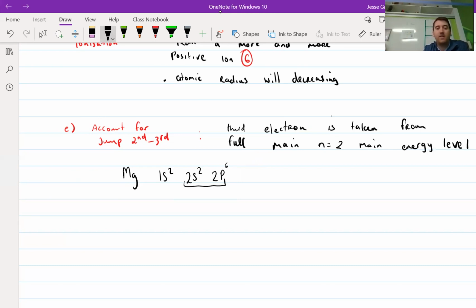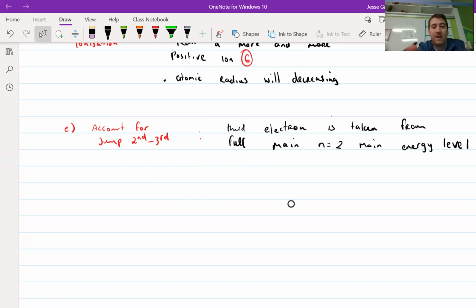Another way students say this is that the third electron is taken from a full outer shell, which will get you the marks as well. You could say it's taken from a full 2p sublevel, which will get you the marks as well. You could say after the second ionization energy, the atom has a stable octet or a full octet, or it satisfies the octet rule. A few different things you could say, all right? But this is basically the gist.